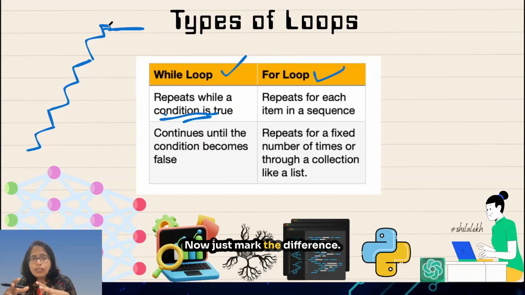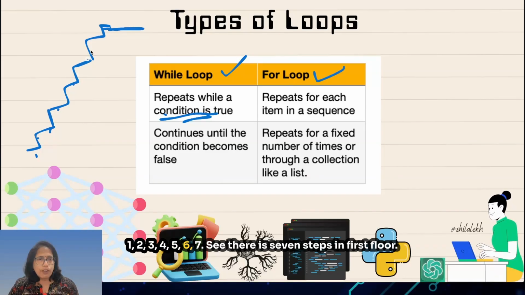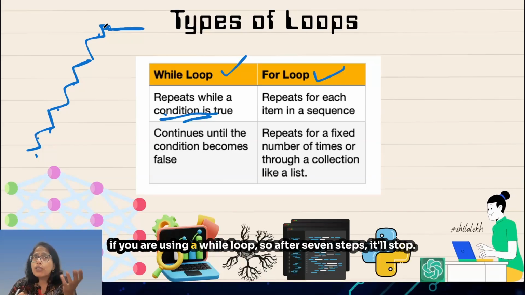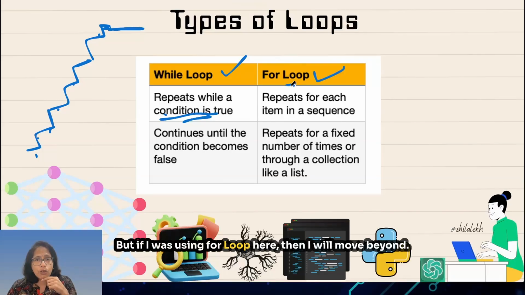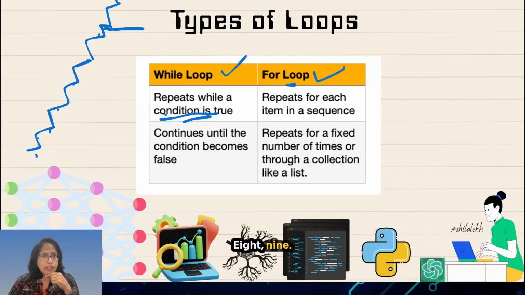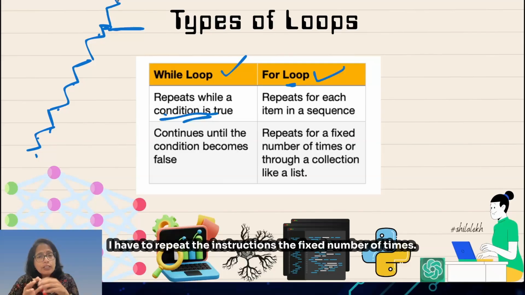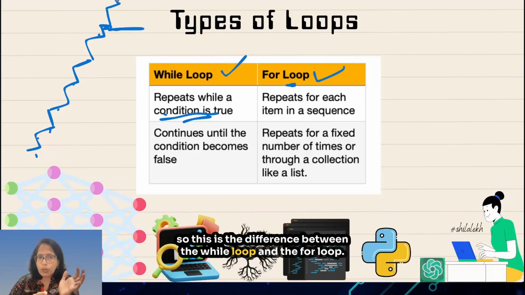Now just mark the difference. See, how many steps are there? 1, 2, 3, 4, 5, 6, 7. See, there are just 7 steps to the first floor. If you are using a while loop, after 7 steps it will stop. But if I was using a for loop here, then I would move beyond, 8, 9. Okay, I'll move till I reach the number 10. I have to repeat the instructions a fixed number of times. So this is the difference between the while loop and the for loop.